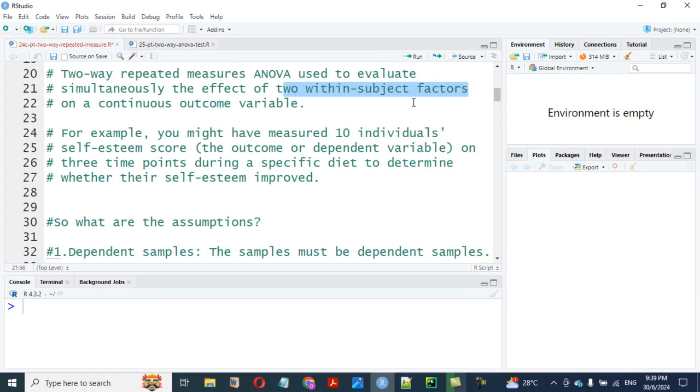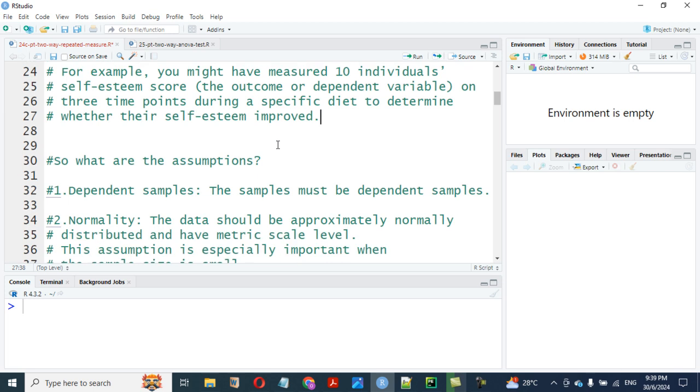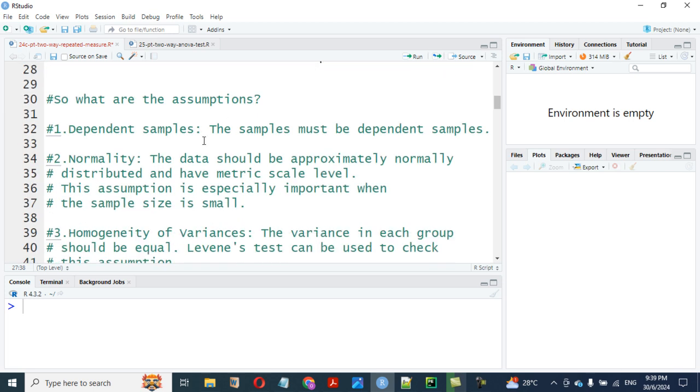That is an independent variable. All right. On 3 time points during a specific diet to determine whether their self-esteem improved. All right, so that's what we are looking at now. Okay, so what are the assumptions?